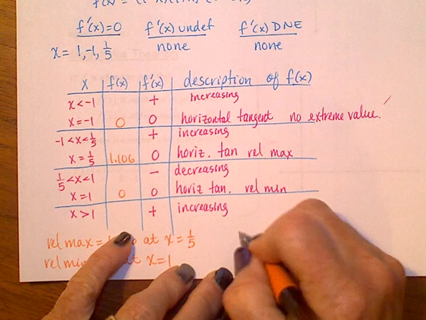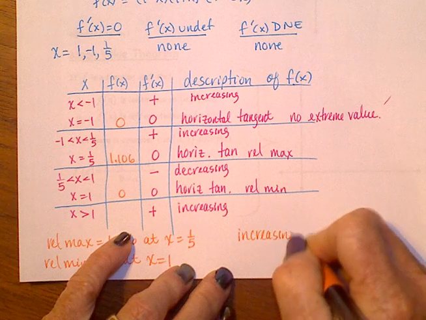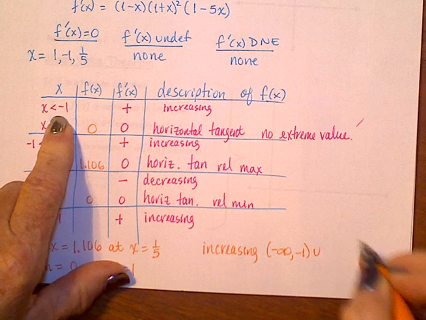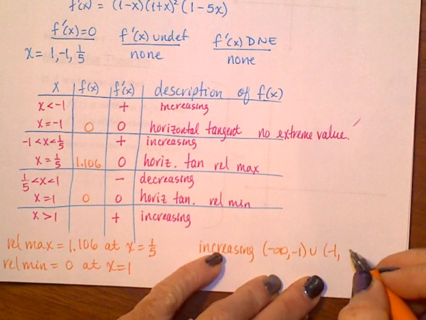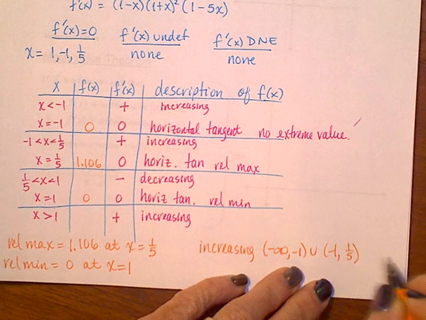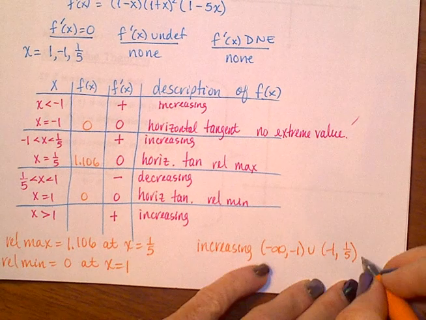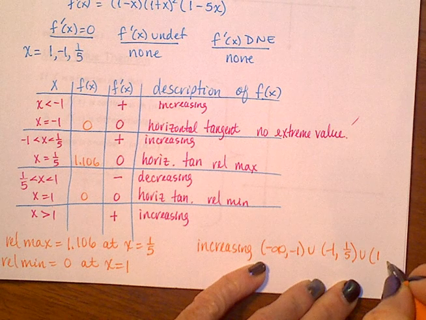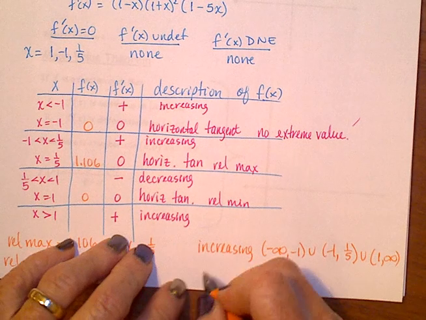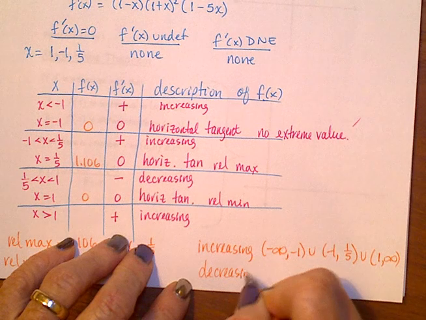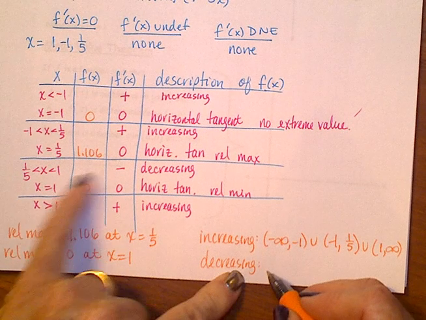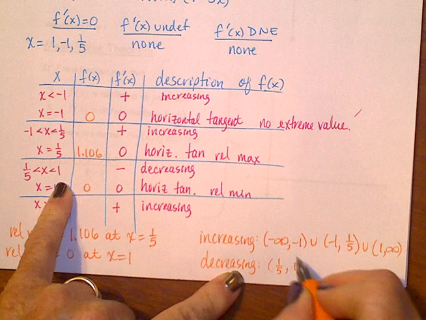And increasing from negative infinity to negative 1, from negative 1 up to 1/5, and then increasing again from 1 up to infinity. Decreasing on 1/5 up to 1.